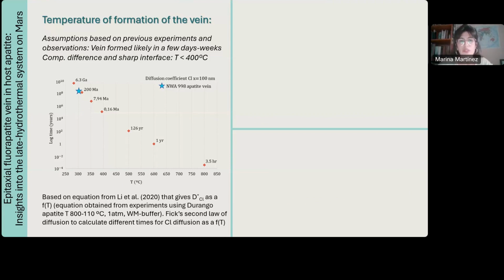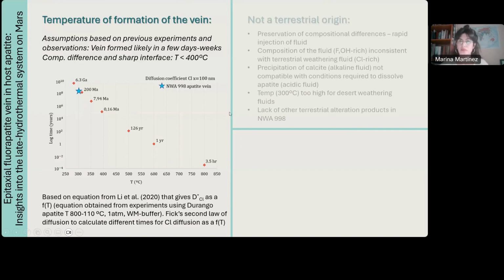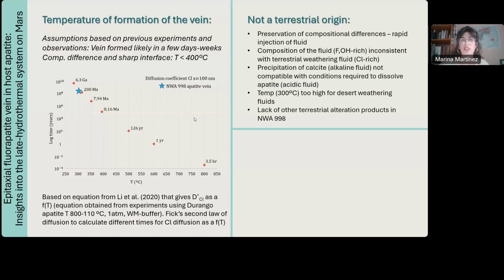And then we also took Fick's second law of diffusion to calculate different times for chlorine diffusion as a function of temperature, and we plotted them, and we have that our vein, taking into account that it has a width of 100 nanometers, was formed by a fluid that was at a temperature of 300 degrees Celsius. So that's not a terrestrial origin because of all these reasons.